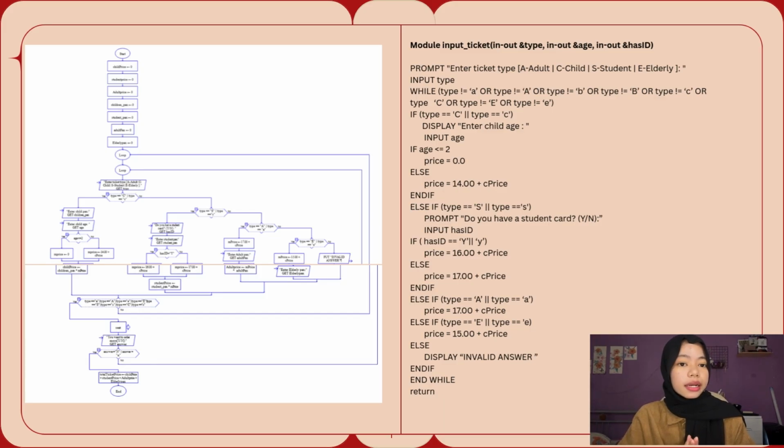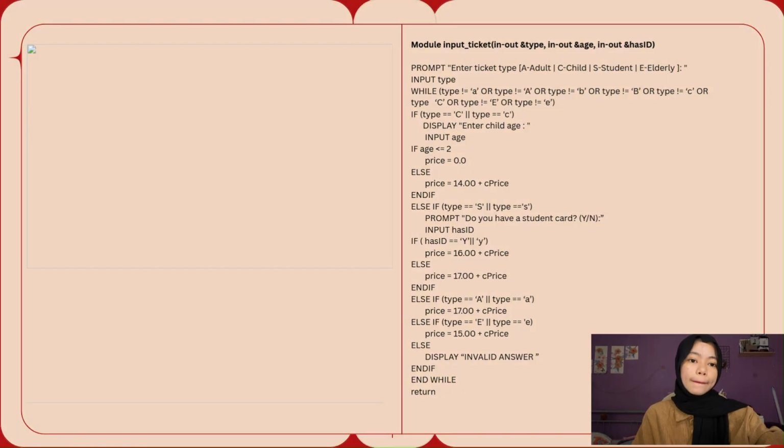For a student ticket, the program will ask the customer if they have a student card. If they have a student card, the student price will be applied. Otherwise, the price will be slightly higher. For elderly and adult, the price is already assigned. For example, adult price is 17 ringgit, elderly price is 15 ringgit.